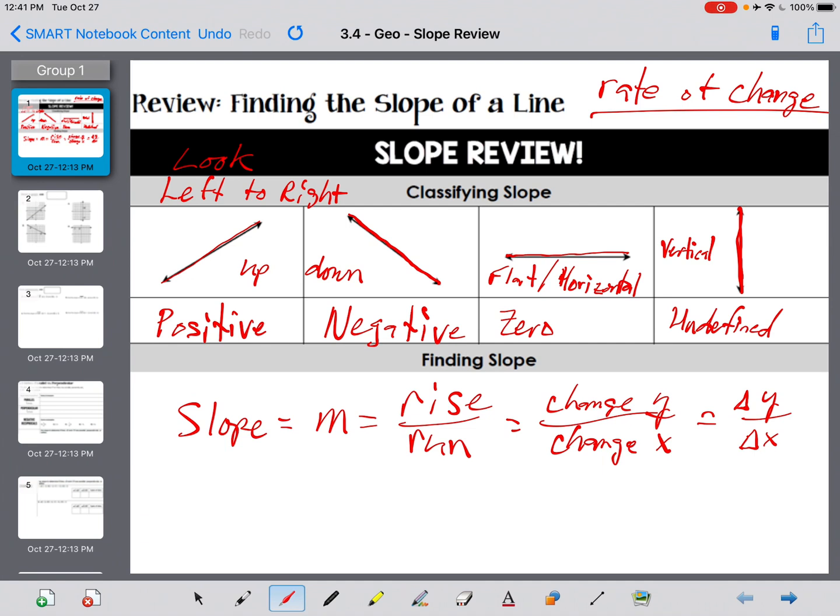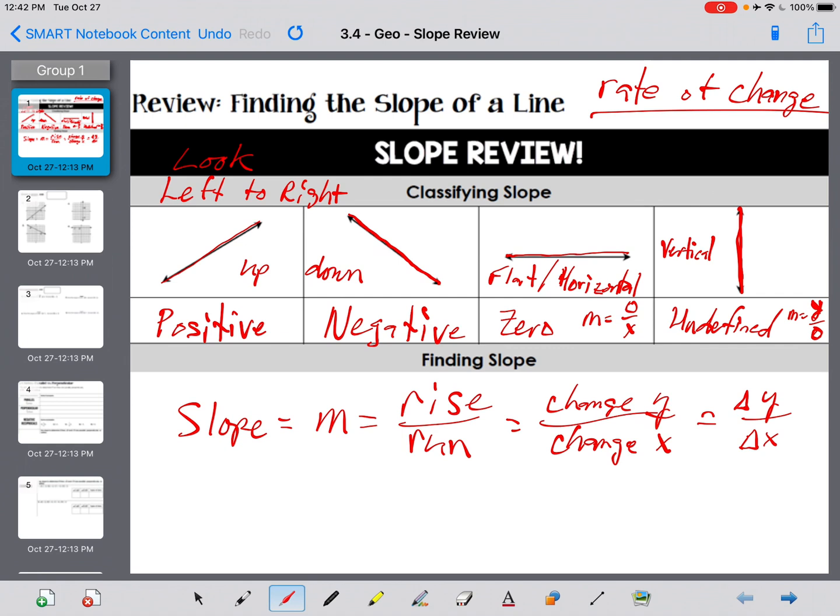So if we look at all of these, particularly the 0 and the undefined, for the 0, M is going to be 0 rise over some run amount. The undefined is going to be some rise amount over 0 run. And you can't divide by 0. That's why we get that undefined number. So that's things to be on the lookout for.